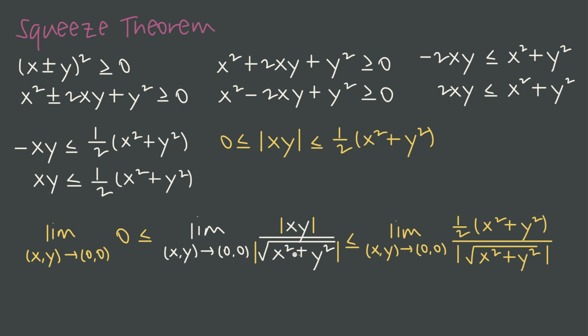When we take the square root of either 0 or a positive value, we'll of course end up with 0 or a positive value, which means that applying absolute value is going to have no effect. And therefore, we can drop those absolute value bars in order to simplify.